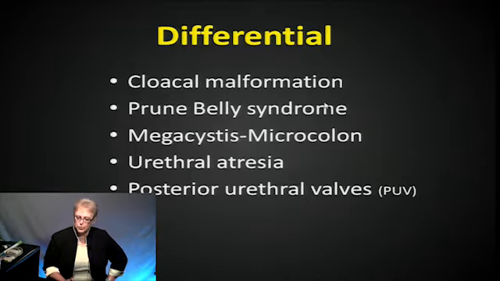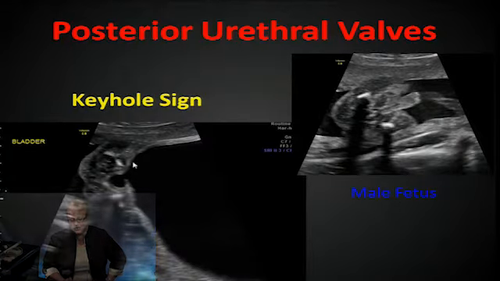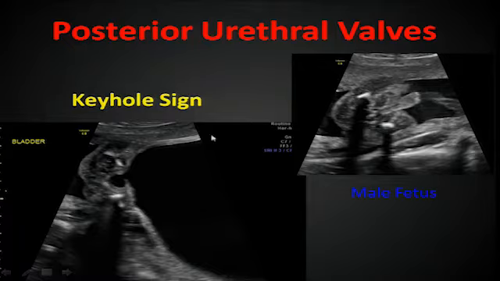So the differential: cloacal malformation, prune belly syndrome, megacystic microcolon, urethral atresia, posterior urethral valves. PUV, there you go. This is your typical keyhole sign that you see with PUV. This huge dilated thing that we see is in all a very distended bladder. And that, along with the male fetus, until proven otherwise, PUV.